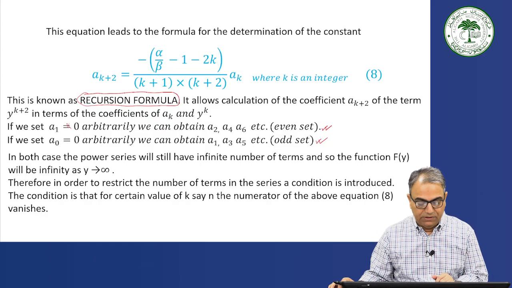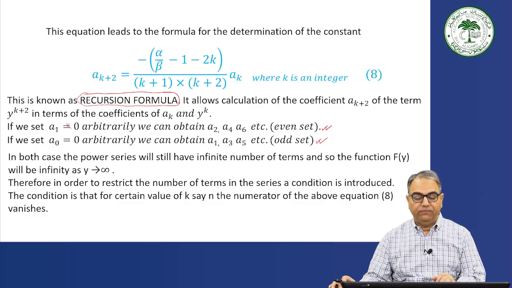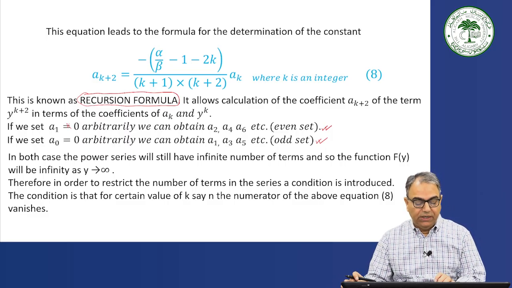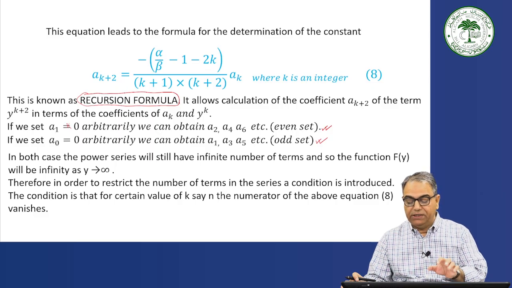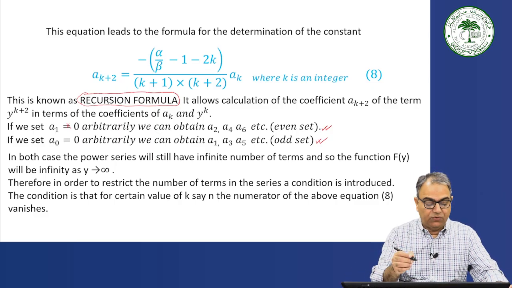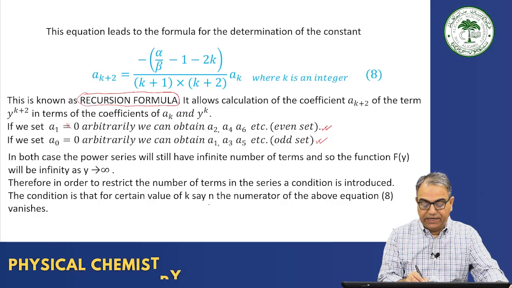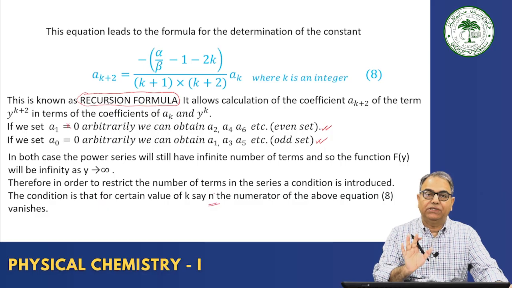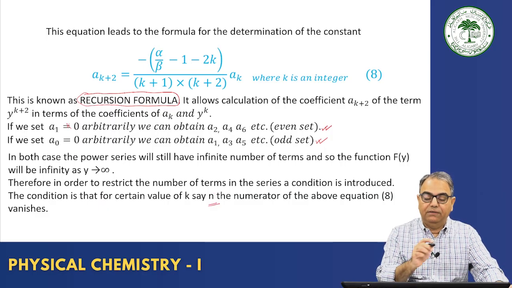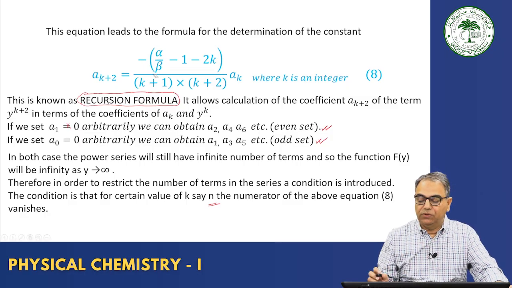So, this is not possible. This cannot be done. Okay. So, what you need to do, therefore, in order to restrict the number of terms in the series, is that a condition is introduced, and the condition is that for certain values of k, say n, the numerator of the above equation 8 becomes equal to 0. So, for certain values of k which is equal to n, the series should end at that k value, and for that we say that the numerator becomes equal to 0.